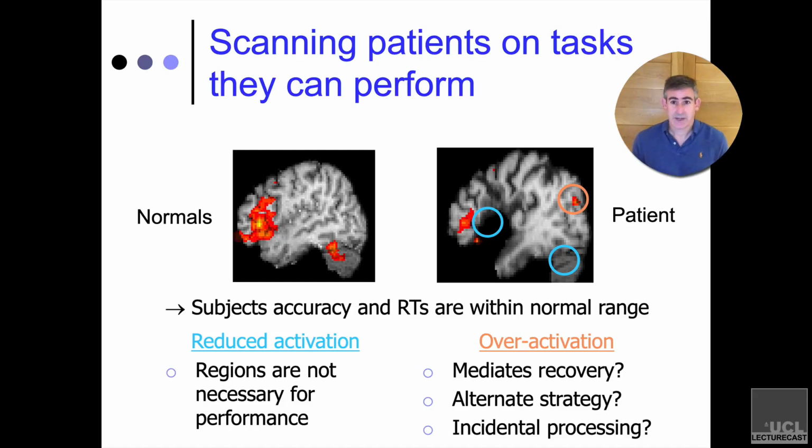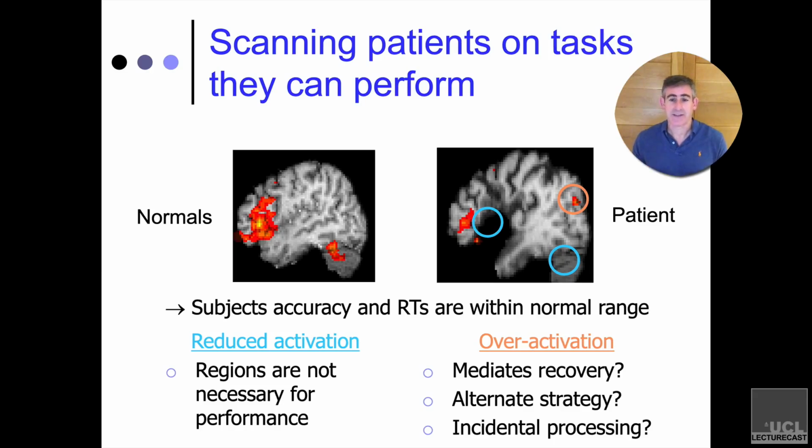And all of these are possibilities, but these are much, much more interesting possibilities that we can start to tease apart than the ability to say these two groups of patients, patients versus normals, are not the same, right? Like, we knew they weren't the same to begin with. That's why this is a patient, that's why this is a normal subject. So just saying that their brains aren't the same is not very meaningful. If you scan them on a task they can perform so that the behavior is matched but the activations differ, then you start to get at the interesting questions.